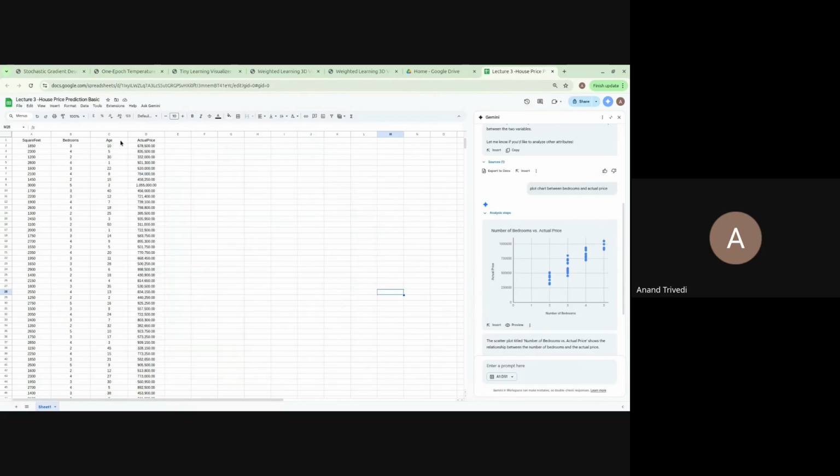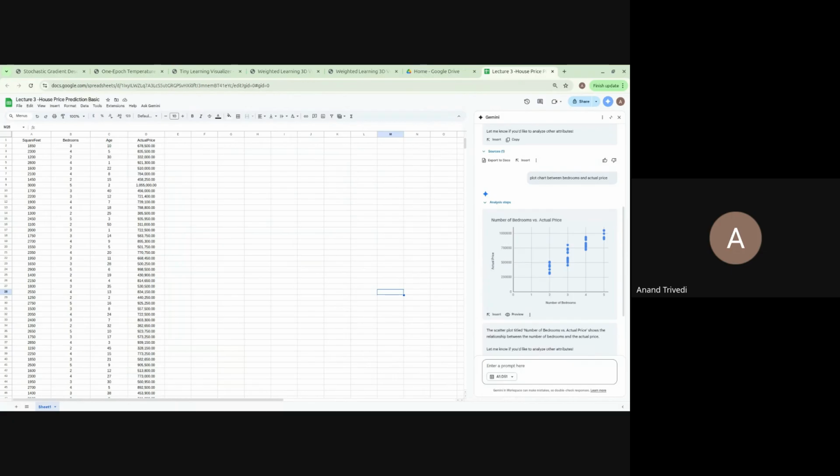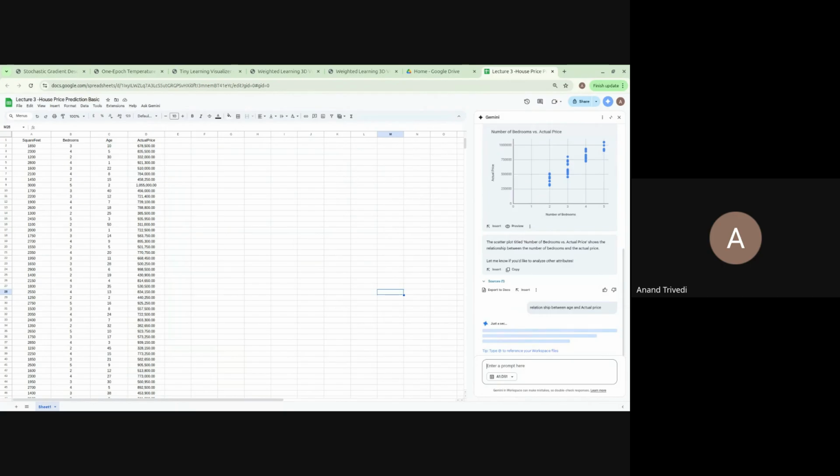Third is age of the property. So obviously, I guess it will be inversely related. So what is the relationship between age and actual price?